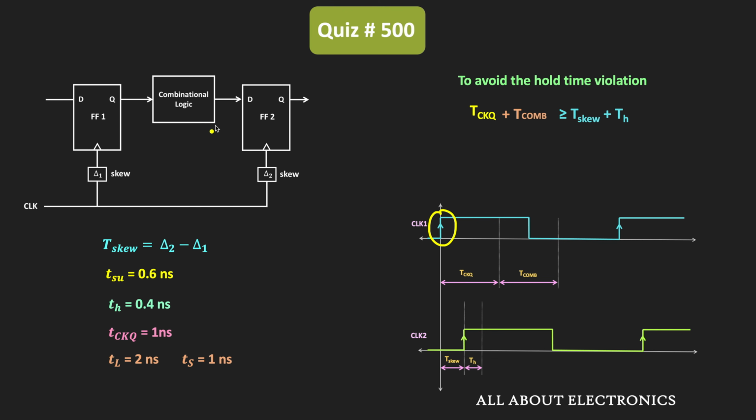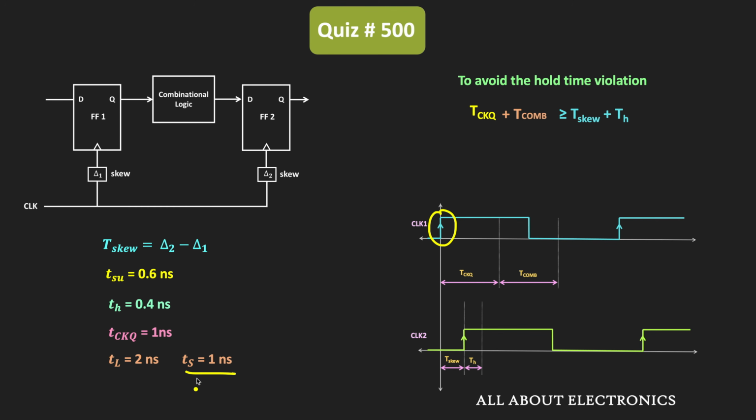So this new D2 input should only arrive after this time T skew plus TH. And therefore, this condition should get satisfied. So based on this condition, we can find the maximum allowable clock skew for the given circuit. So here, while finding this maximum allowable clock skew, we need to consider the worst case scenario. That means here, we need to consider the minimum propagation delay of all components.